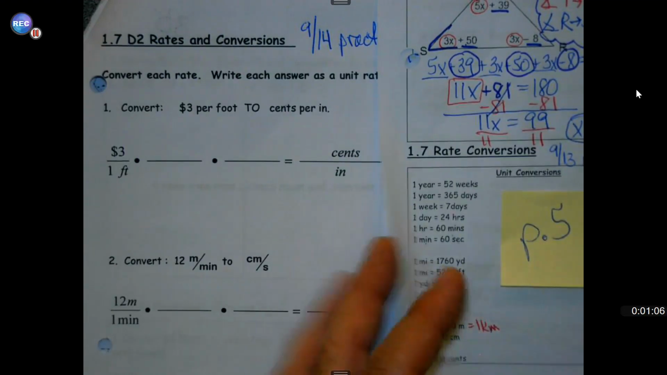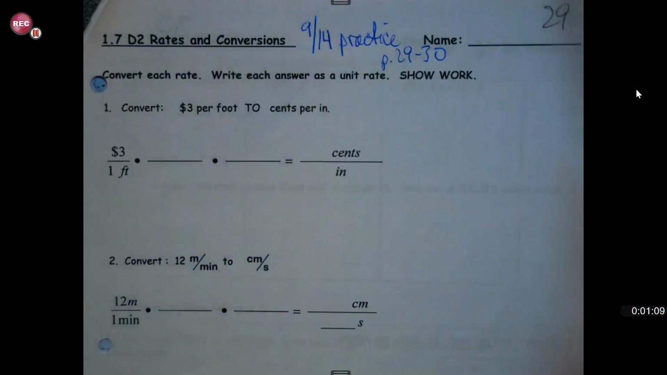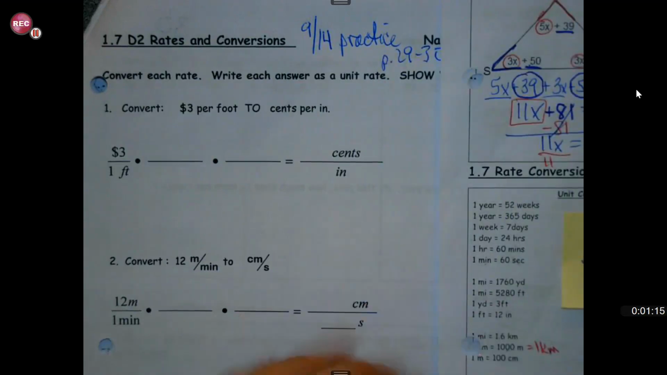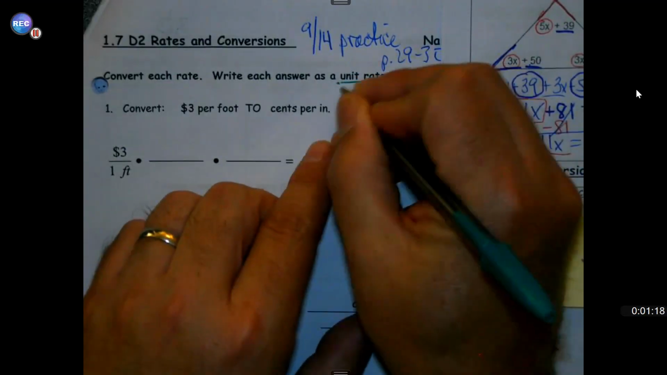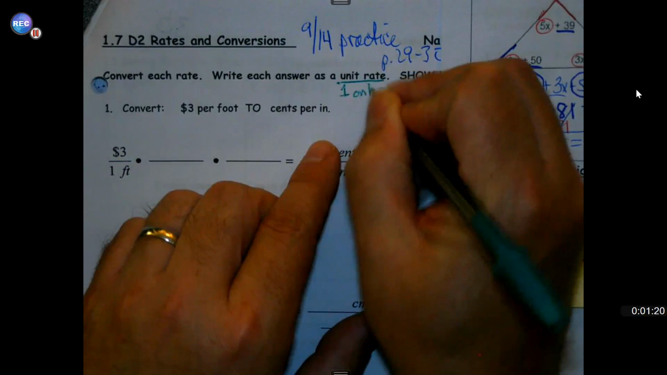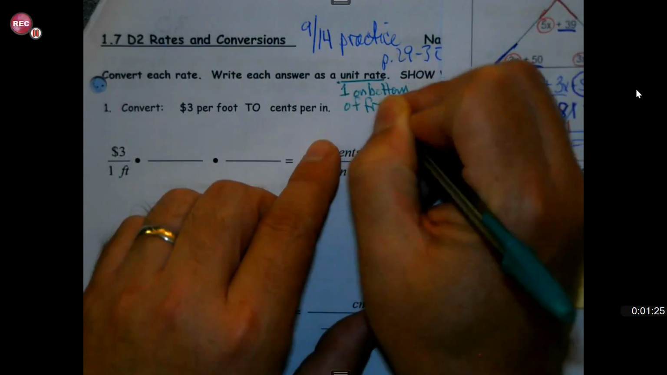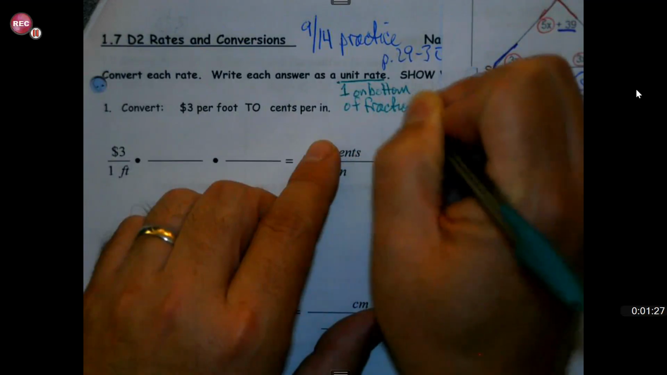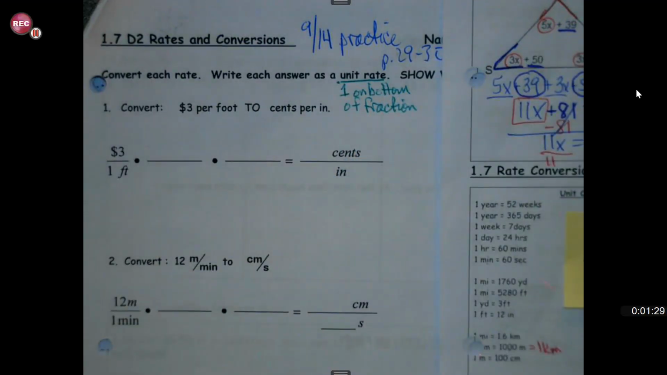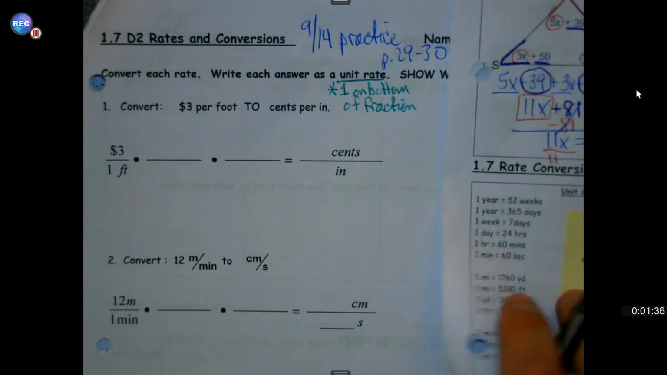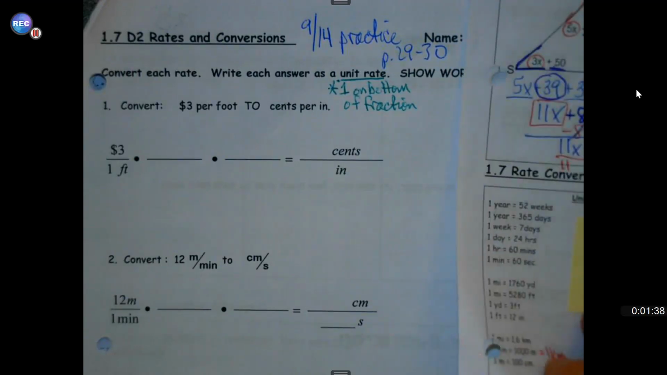Okay, convert each rate. Write each answer as a unit rate. Okay, let's talk about that for a second. Unit rate means 1 is on the bottom of your fraction. We won't have a number like 3 or 8 or something like that. 1 has to be the number for this to be able to work. So show work, yes, that will be important.